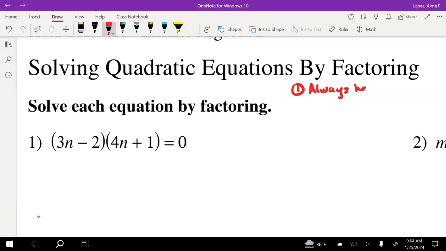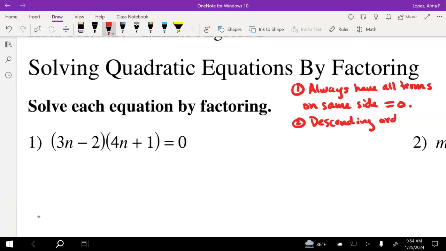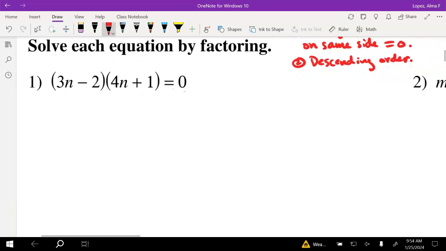So always have terms on the same side equal to 0, and in descending order. Now, we don't need that in the first couple of examples because they're already completely factored for us. And we know they did it right because they have a 0 on the right side, or they're all set equal to 0.